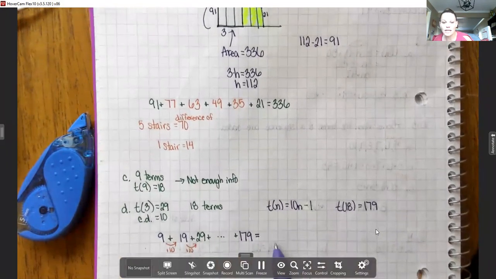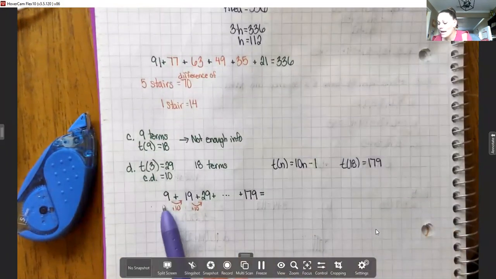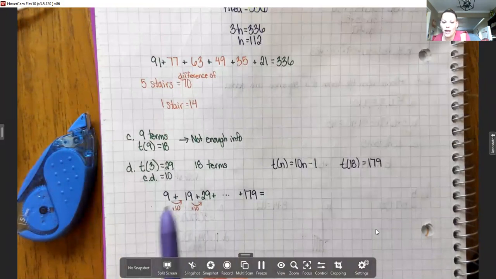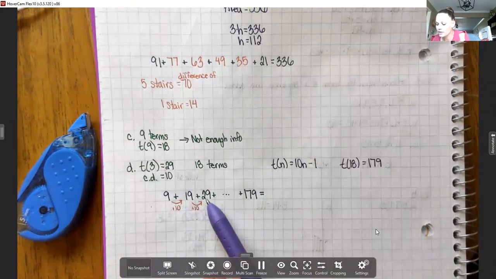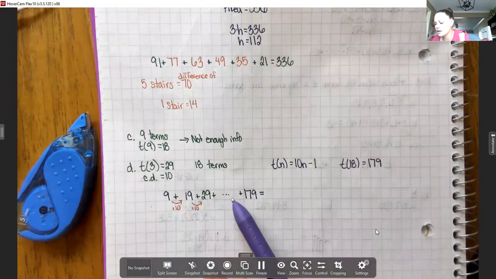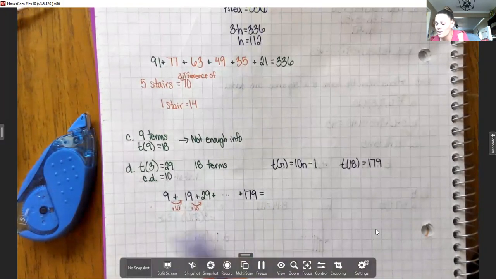So we need to figure out what this adds up to. We could add all 18 terms. You could type into your calculator right now, 9 plus 19 plus 29 plus 39, 49, 59, 69, all the way to 179. And it's not hard. It's just, like I said, tedious. Takes time. It's annoying. If we think about the stairs, we would have 18 stairs.